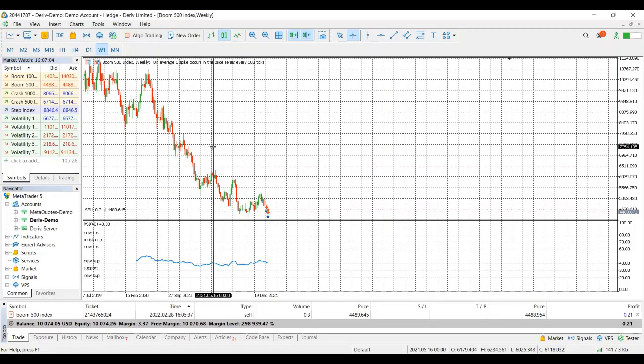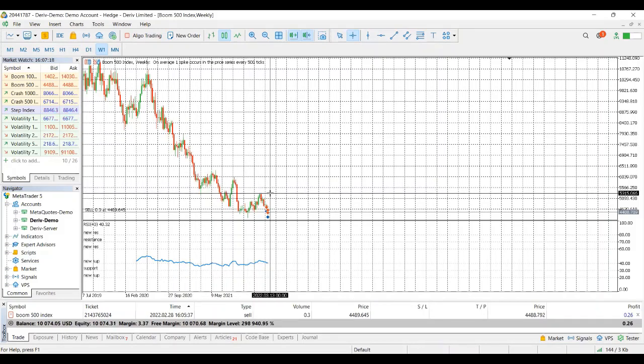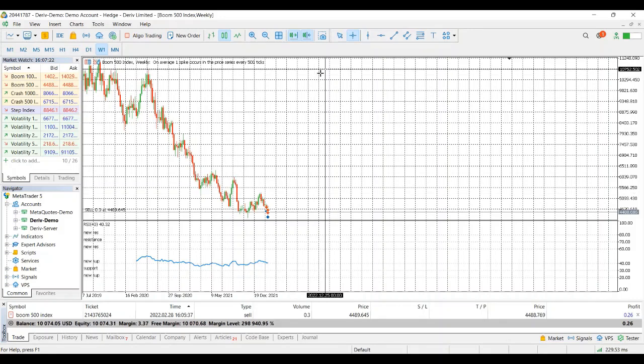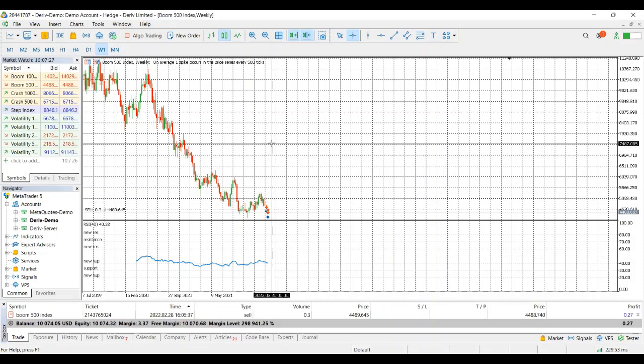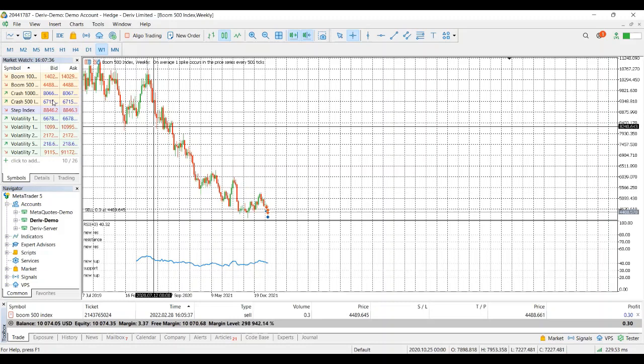First of all, we need to know the trend for Boom 500. The trend is actually a downtrend. Boom 500 is trending downwards. So before you even pick a trade on M1, to make sure you are picking safe trades, you need to be sure that the entire trend of the market is downward. Remember, the number one rule is that the favorite time frame for the broker is the weekly time frame. I'm going to show you something shortly.